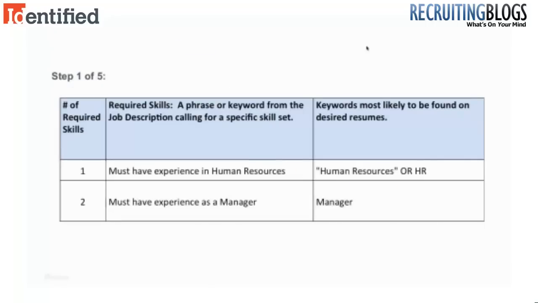Here we have 2 required skills. The person must have human resources, and they must have been experienced as a manager. So in the right-hand column for skill number 1, we put human resources or HR. For the manager, right now we're just going to use manager there. So we've got our keywords, and let's go to the next. This is step 1. Now next slide is going to be step 2.